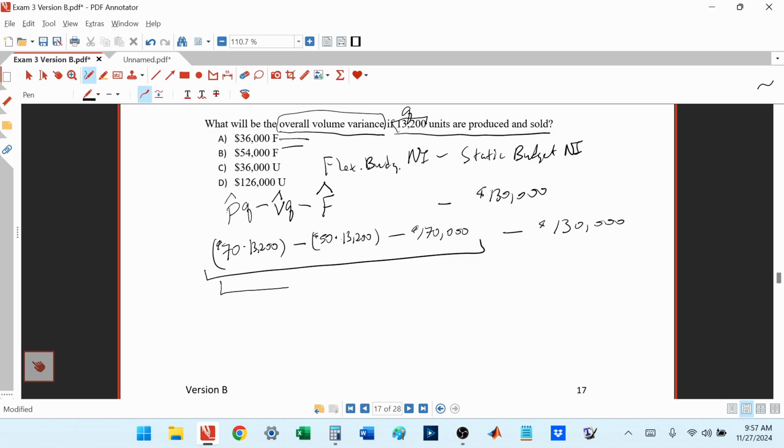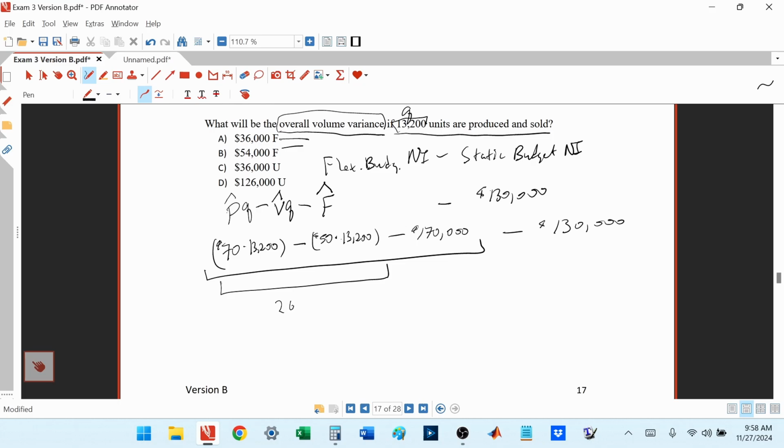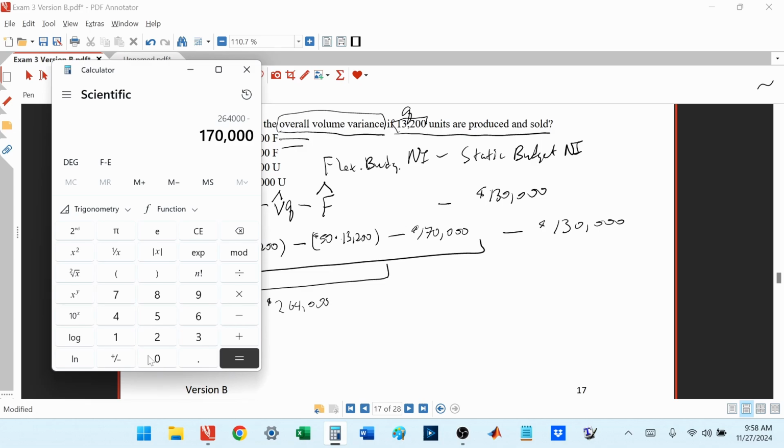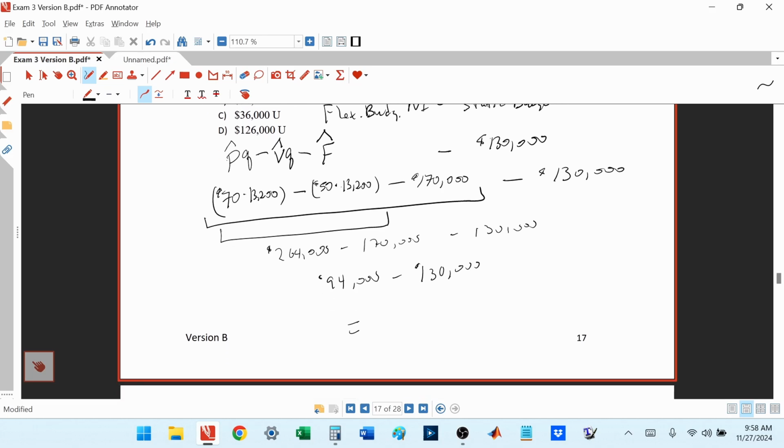I guess we can do this little piece. 70 times 13,200 minus 50 times 13,200. What's common to both of those? 13,200, so you can pull that out. We should have 13,200 times the difference between 70 and 50. So 264,000, I guess, would be our contribution margin from the flexible budget. Minus the 170,000 fixed costs is 94,000. So we have 94,000 minus 130,000. And so we have an overall volume variance of negative 36,000, right?